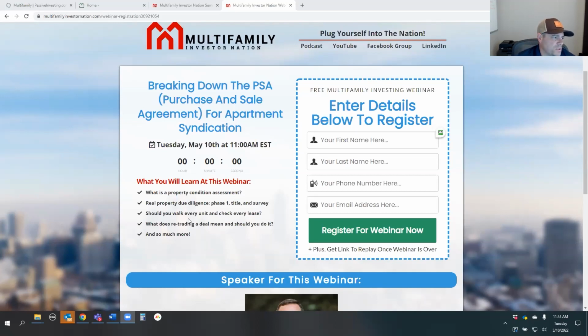Real property due diligence, phase one, title survey. We already went over that a lot. So phase one, just to be clear, is environmental ground testing. Title is ownership, rights to the property. So title insurance, former title policies, that's what that pertains to. Any encroachments, any easements, that's where you want to talk on title. And then survey, boundaries, making sure the property is represented correctly. Those are the three main ones. And then on the bullet points, should you walk every unit and check every lease?